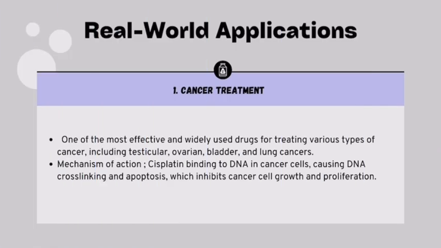So for the next part is the real world application. Cisplatin has many benefits in daily life, especially in the field of medicine. Cisplatin is one of the most effective and widely used drugs for treating various types of cancer, including testicular, ovarian, bladder and lung cancers. So, how can cisplatin cure cancer? What is the mechanism? The mechanism is cisplatin binding to DNA in cancer cells, causing DNA cross-linking and apoptosis, which inhibits cancer cell growth and proliferation.